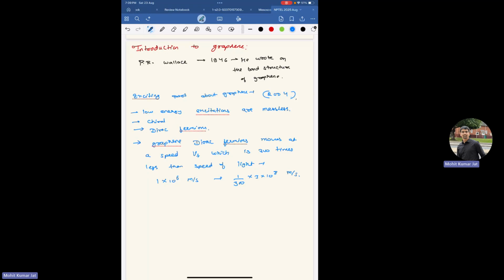So you can observe this integer quantum Hall effect at room temperature. That was also predicted in 2007 by Geim's group, Novoselov and Geim. And all those things were there. So this is about graphene. It has a honeycomb lattice. It shows these peculiar properties.